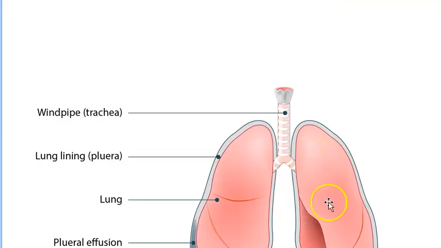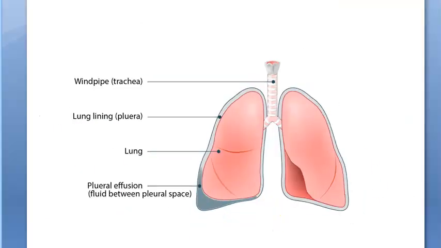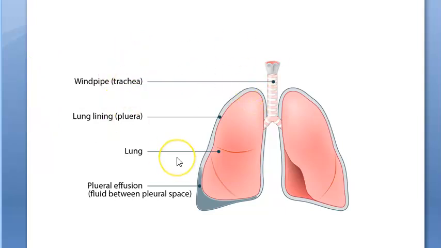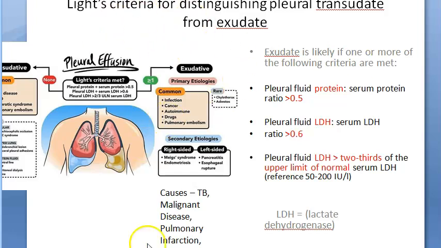First of all, what is pleural effusion? Fluid between the pleural space. The word that you have to use is fluid. And what type of fluid? Serous fluid. The accumulation of serous fluid within the pleural space is termed pleural effusion. If anything else accumulates in this space, it is called something else. We will not get into that because the question they have asked is on Light's criteria. So let's get into Light's criteria now.